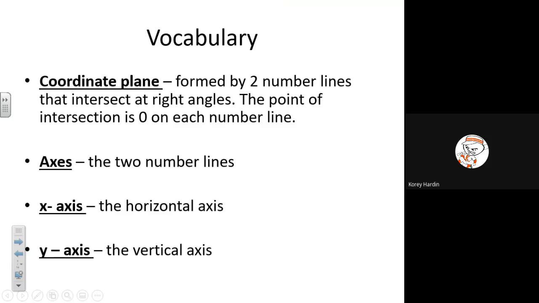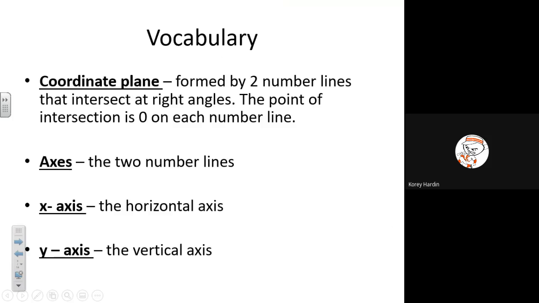What we call this is the coordinate plane. On the coordinate plane, there are two axes. We're going to say the plural version, axes. I think that's how you say it anyhow. That's going to be the two number lines. The x-axis is the horizontal axis. Remember, if you look out to the horizon, you're looking at the horizontal. And then the vertical is up and down, and that's going to be the y-axis. So the y-axis goes up and down, and the x-axis is horizontal.